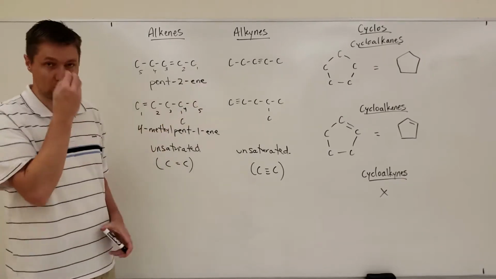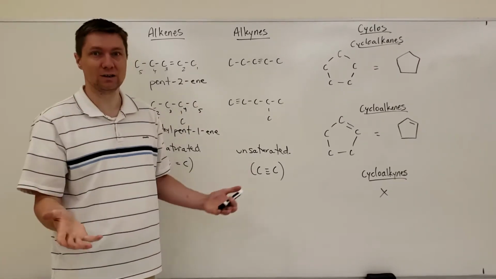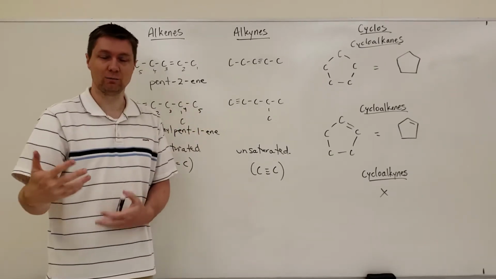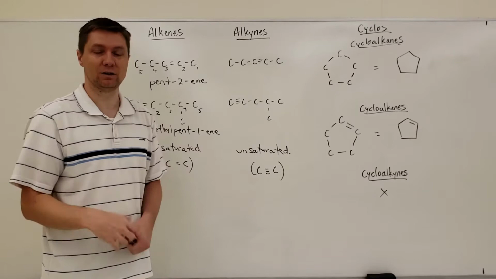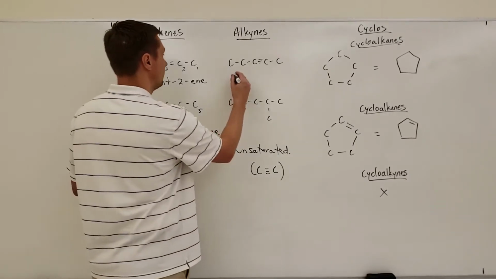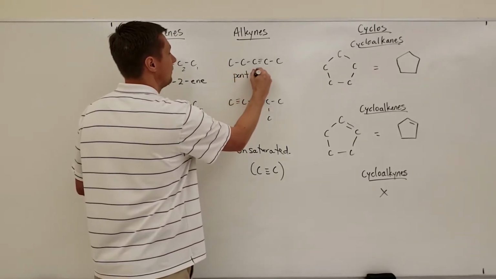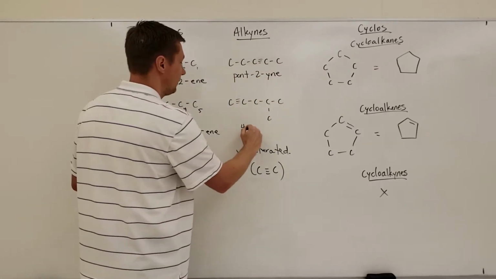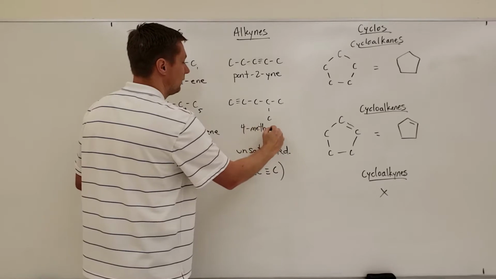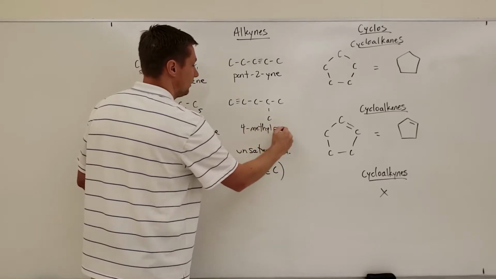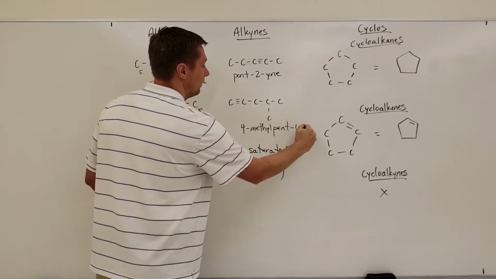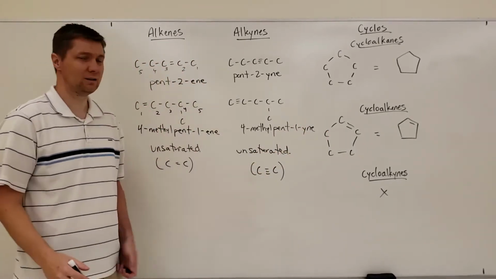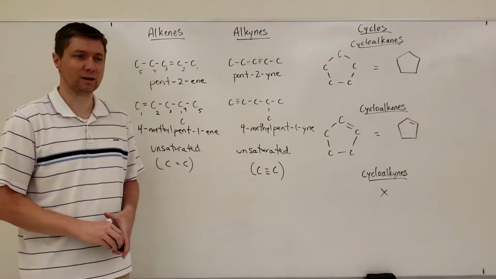If I take a look at this one right here, alkynes, basically the same thing, except instead of ene telling me there's a double bond, I put yne to tell me that there's a triple bond. So this one would be pent-2-yne, and this one would be 4-methylpent-1-yne. And so that's how you name compounds with the double bonds in them, guys.